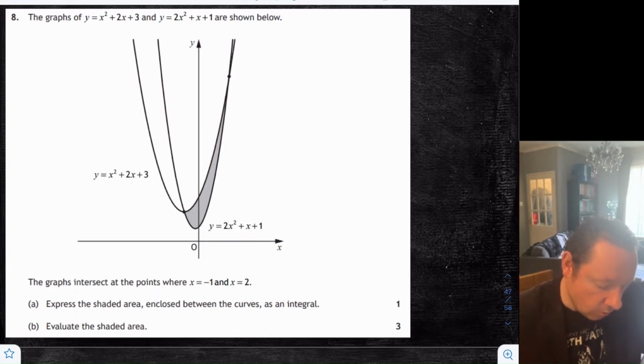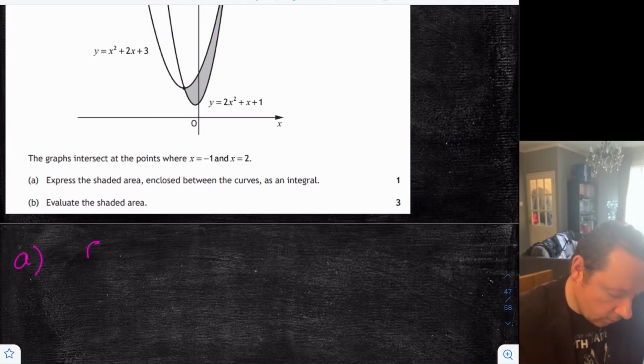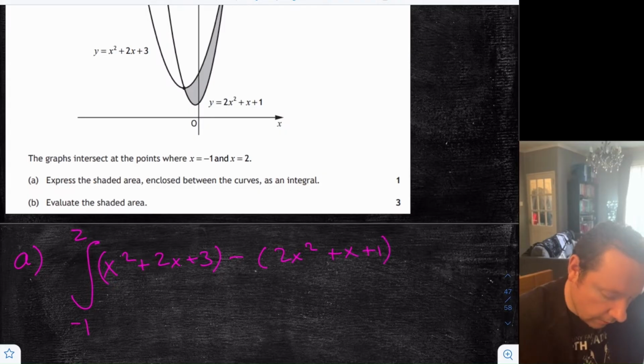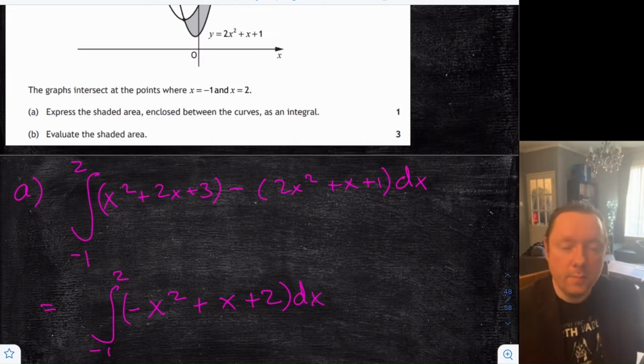So I do the integral between -1 and 2 of this minus this. So for part A, it's the integral between -1 and 2 of x squared plus 2x plus 3 minus 2x squared plus x plus 1 dx. Tidying that up: x squared minus 2x squared is minus x squared, 2x minus x is plus x, 3 minus 1 is 2, dx. So part A is done. Part B says calculate the shaded area, so work that out in other words.